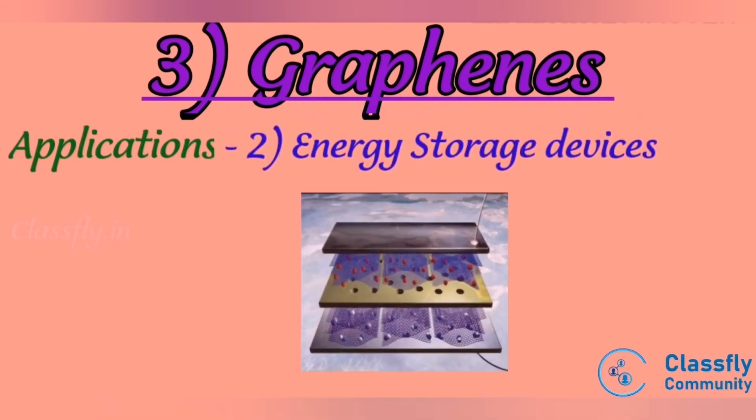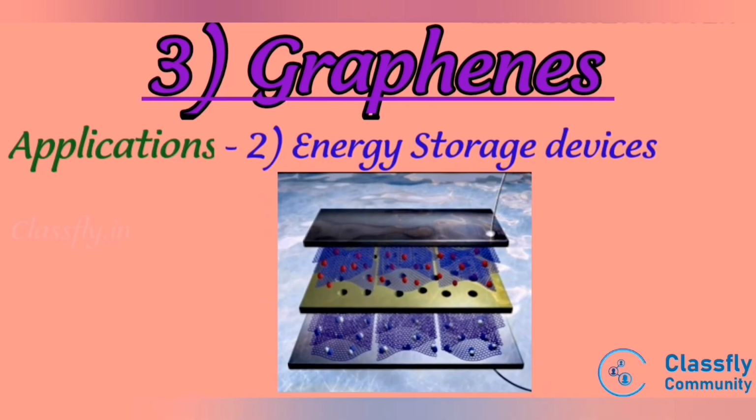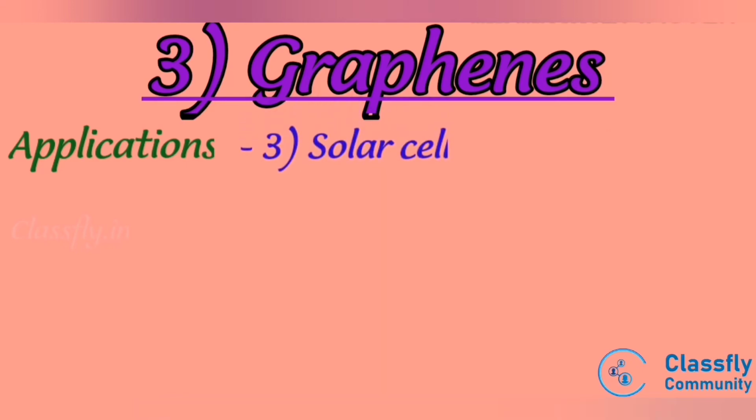Second one is energy storage devices. Due to the extremely high surface area to mass ratio of graphene, one potential application is in the conductive plates of supercapacitors. It is believed that graphene could be used to produce supercapacitors with greater energy storage density than is currently available. Third one is solar cell.